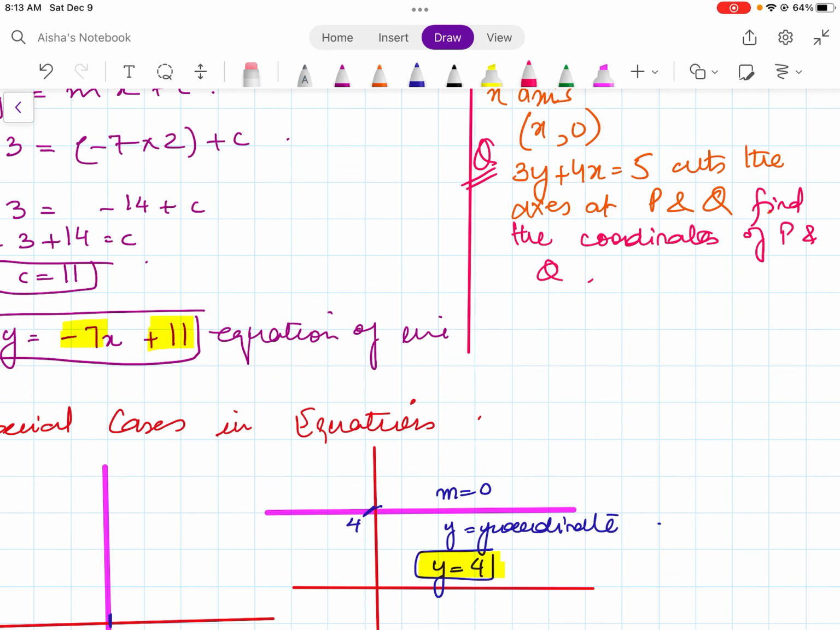Meaning, in this equation, you will first input the value. P can be x comma 0, Q can be 0 comma y. First you input y as 0. The value of x will be 5 upon 4.